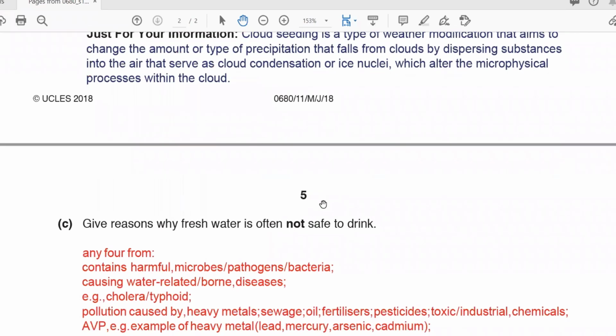Yes, so it can contain harmful microbes, as you said, microorganisms, causing water-related diseases like we talked about, cholera, typhoid. Pollution: maybe it looks fresh, but toxic water is added from somewhere else. So it is always better to have water from the treatment plant, then it will be safer. Good, Ravan.